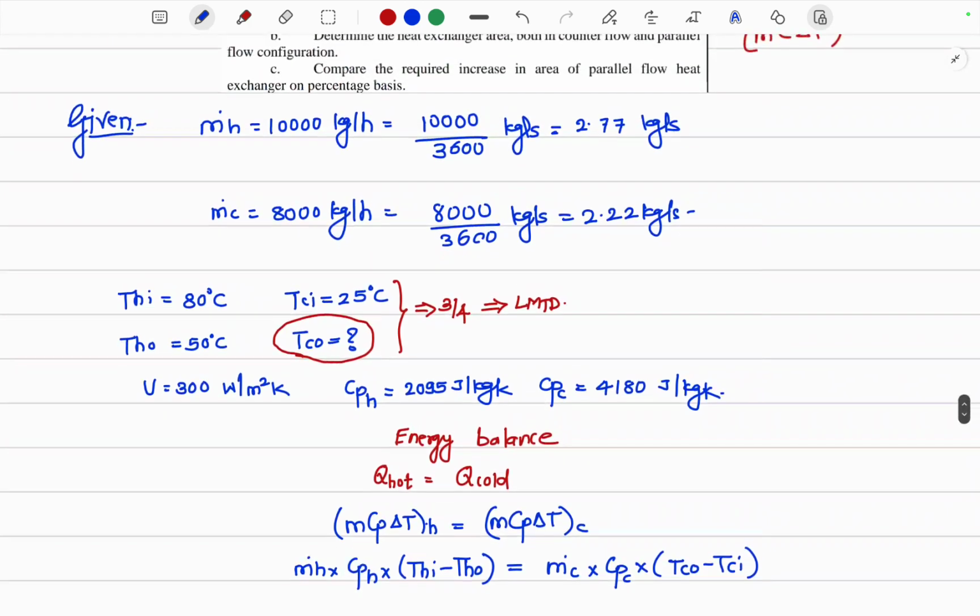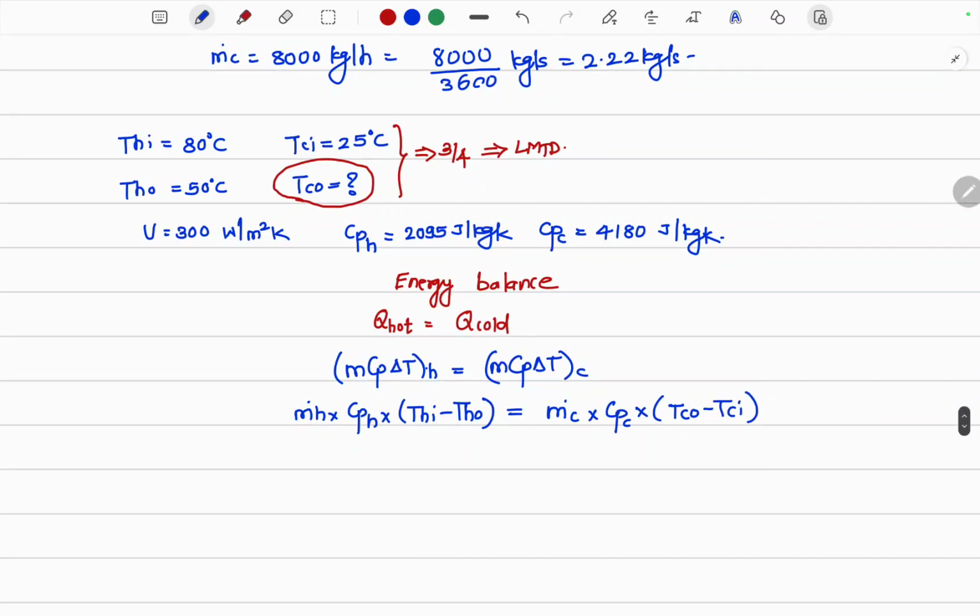Now we will put in the values. So m dot H 2.77, Cp of hot fluid it will be 2095 multiplied by THI 80 minus THO 50, m dot C 2.22, Cpc 4180 multiplied by TCO, unknown quantity, minus TCI, which is 25 degrees Celsius.